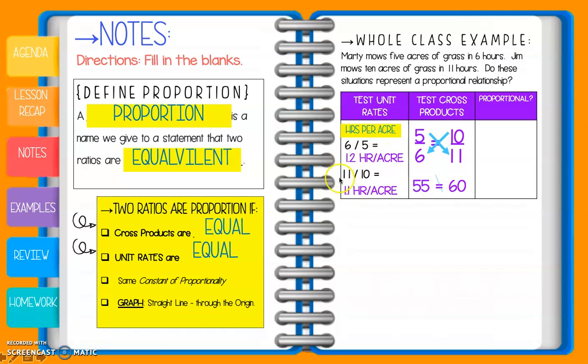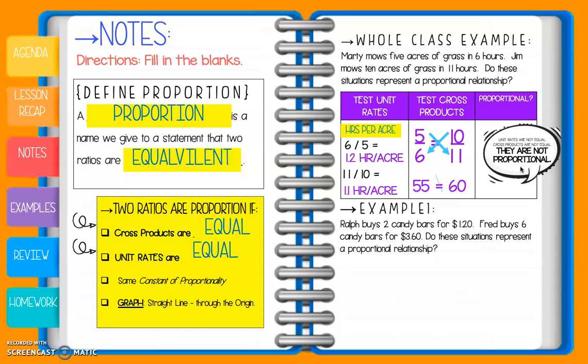So since the unit rates aren't equal, since our cross products are not equal, we can determine that they are not proportional. Since the unit rates aren't equal and cross products are not equal, they are not representing a proportional relationship. Okay? All right, so let's look at another example.